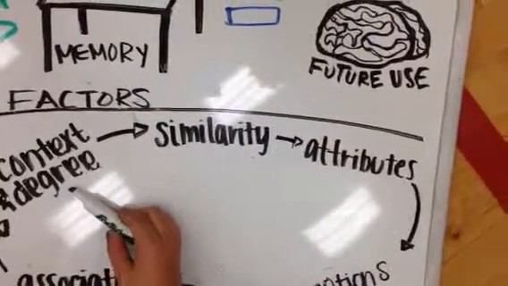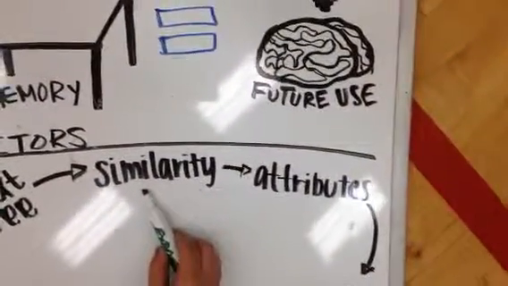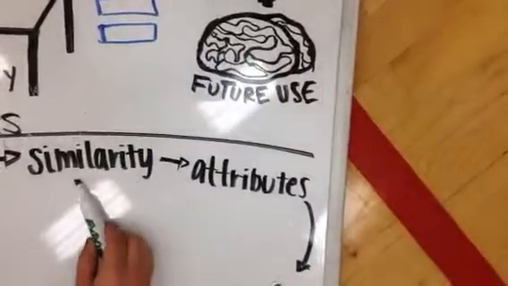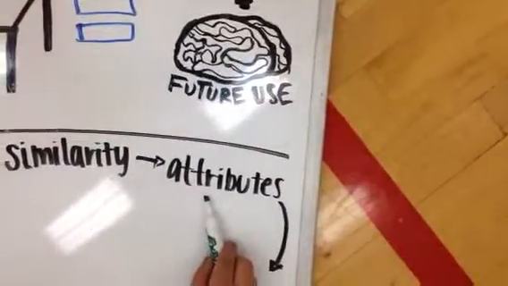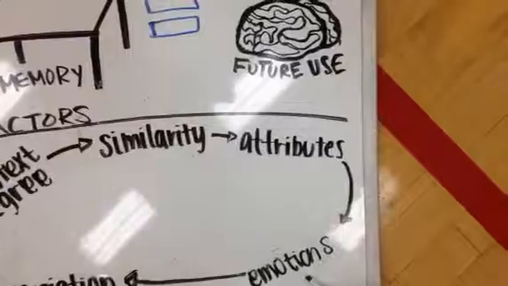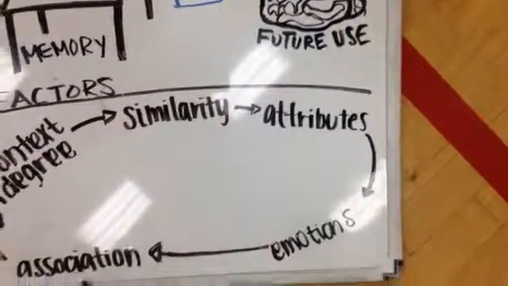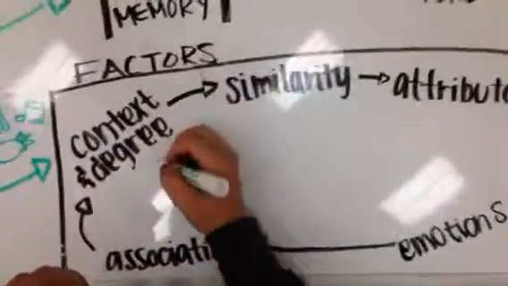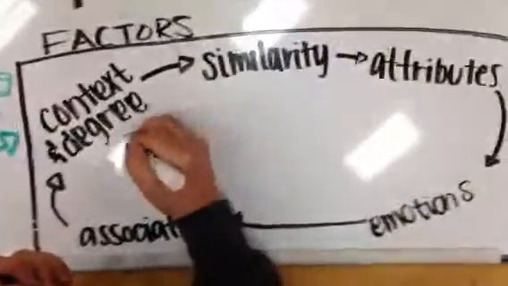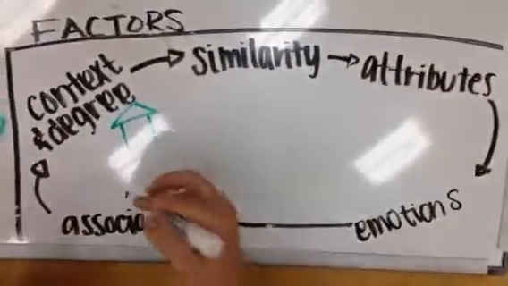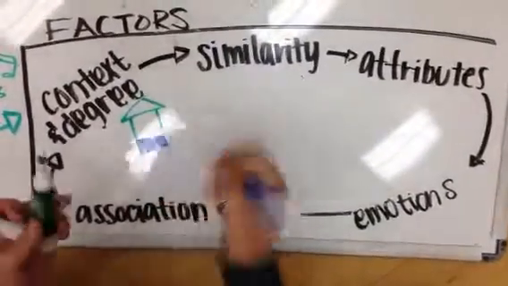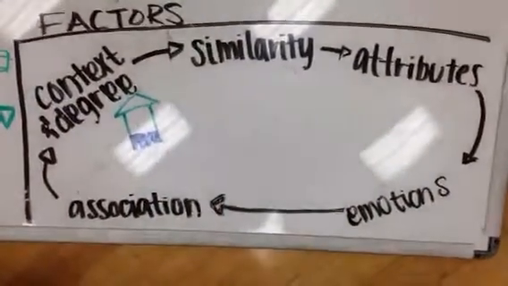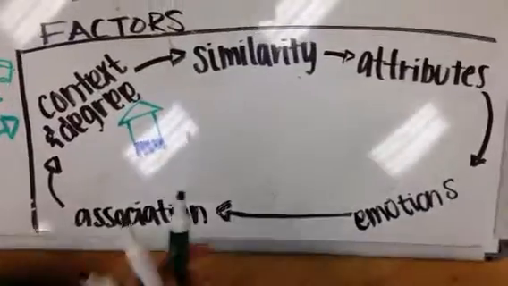Those factors are context and degree of original learning, similarity, critical attributes, emotion, and association. When we're working with context and degree, we're talking about the foundation that the students already have. So if students have a strong foundation from third grade, they can move on to fourth grade and learn more, but without a firm foundation, it's a lot harder to learn.